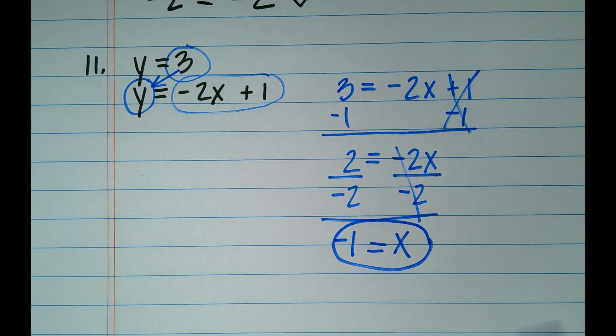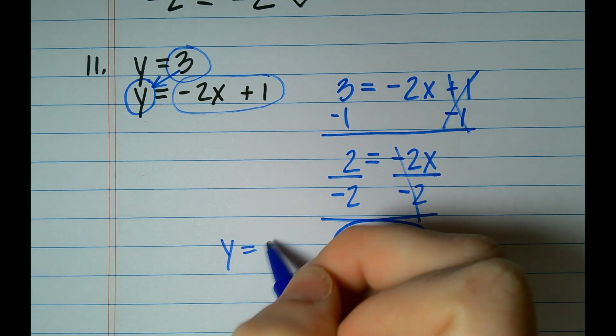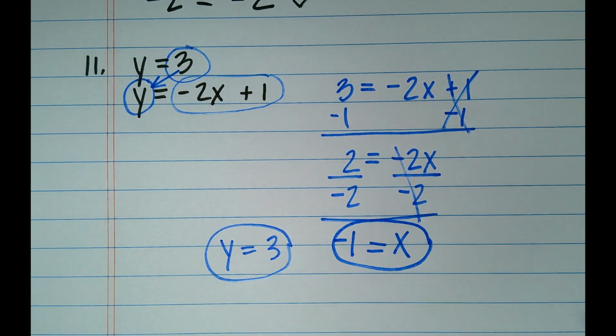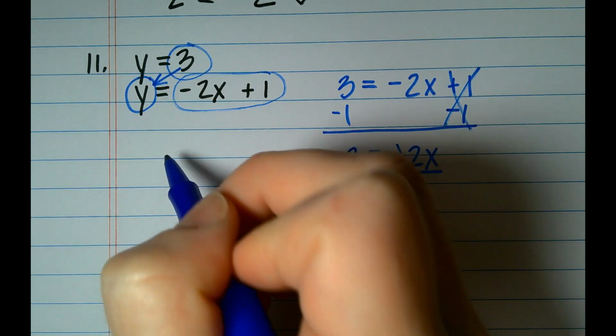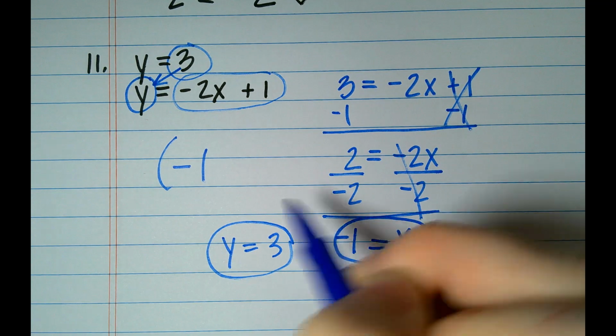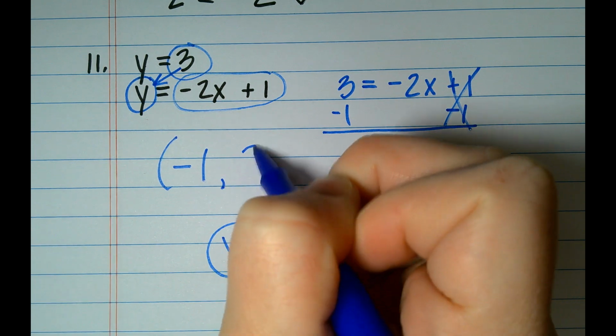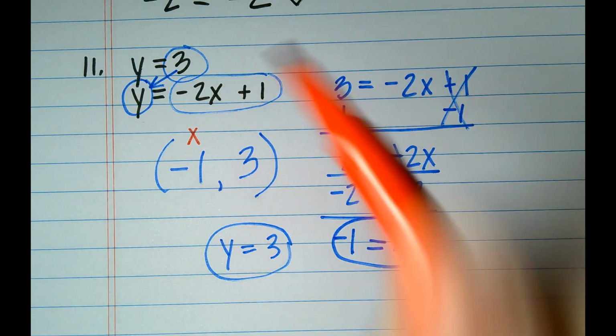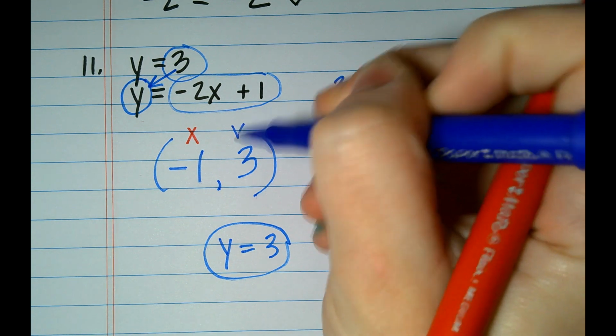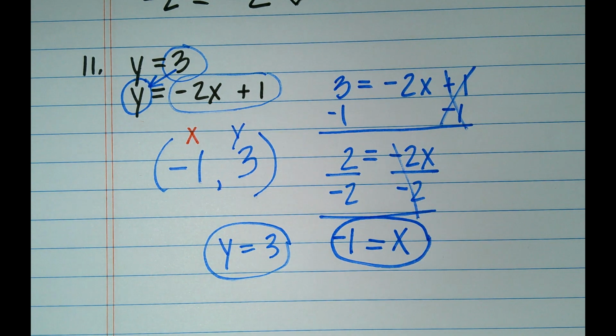What's our y value? Y equals 3. They already gave us that. Nice. So what would our coordinate be? Negative 1. X comes first. 3. Y is second. So remember, the x value in a coordinate always comes first. Negative 1, 3.